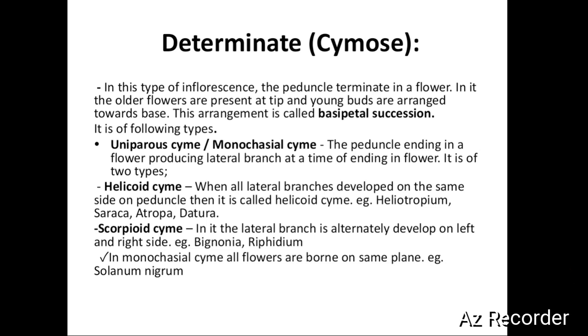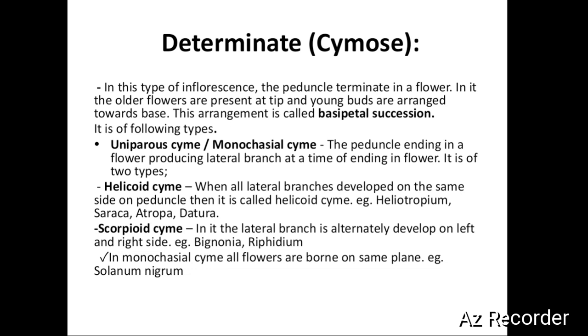Now for determinate inflorescence, first of all, the inflorescence terminates in a flower. So the older flowers are present at the tip, and the younger ones are arranged towards the base. This is called basipetal succession. We'll have different types like the uniparous cyme or the monochasial cyme. The peduncle ends in a flower, producing a lateral branch at the time of ending in the flower.